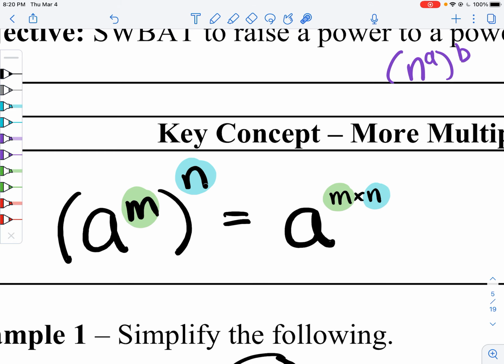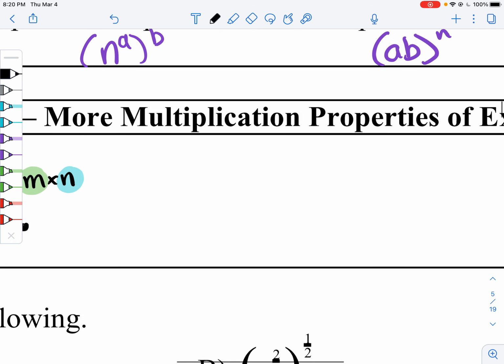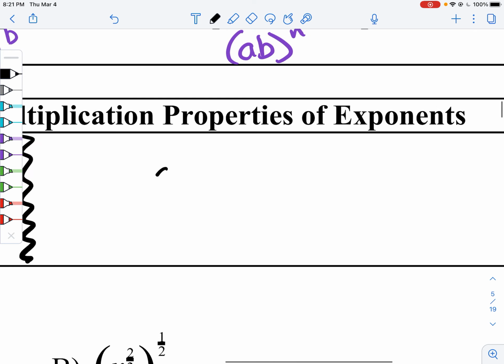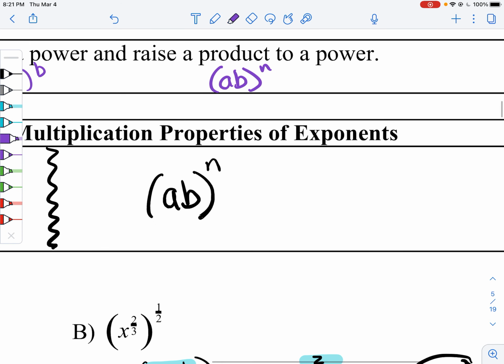Okay, so that's our first rule, that when you have a power raised to a power, you multiply those exponents together. Here's our second property, our second rule of the day. Our second rule says, hey, if you have two things inside parentheses that are multiplied by each other, a product, and you raise them to the nth power, then you can take this n and distribute it to both of these guys.